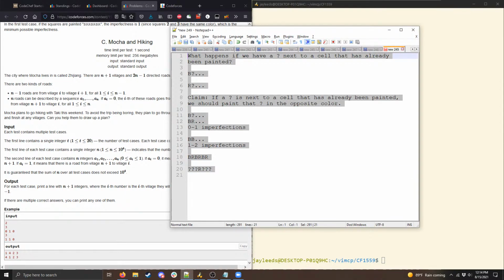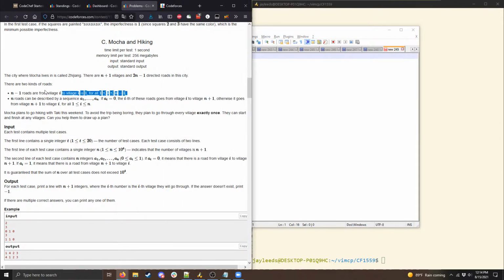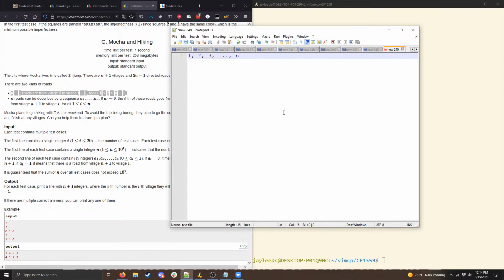Let me go to my notes. The first thing to notice is that clearly we can construct a path like 1, 2, 3 up to n, just using this first kind of road. So we can immediately get 1 to n, and what we need to figure out is where n plus 1 fits in.